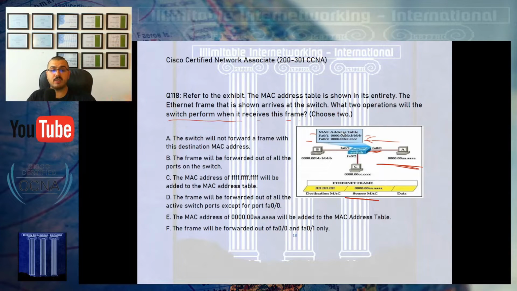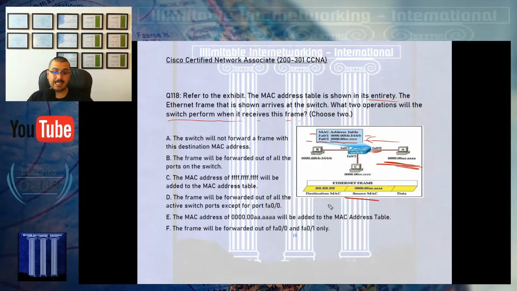But when a switch receives a frame from a MAC that has not been added, so the source MAC is coming for the first time in the switch's life, the first thing that will happen is that the switch will edit its MAC address table and add this new entry, which is zeros and A's. The MAC address will be added, and it will also record FA00 as the interface. Okay, so this is something very predictable, number one.